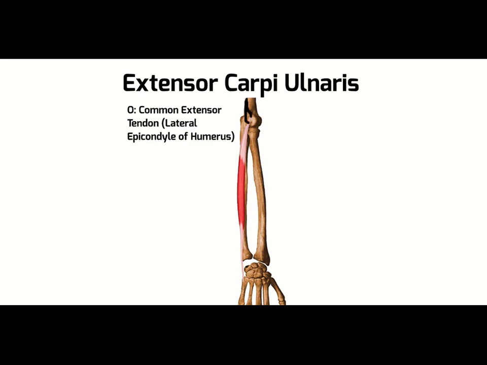It inserts onto the base of the 5th metacarpal. It is also innervated by the radial nerve. And like our other extensors, it causes extension of the wrist, but because it inserts onto the base of the 5th metacarpal, it causes ulnar deviation or adduction.